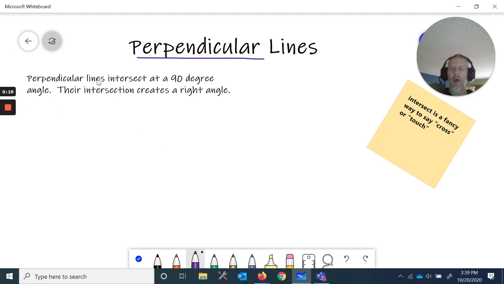So here we go. So remember, perpendicular lines are lines that intersect, which I have in a post over here. It's a fancy way to say that they touch or that they cross each other. And they intersect at a 90-degree angle. Okay, creates a right angle when they intersect.